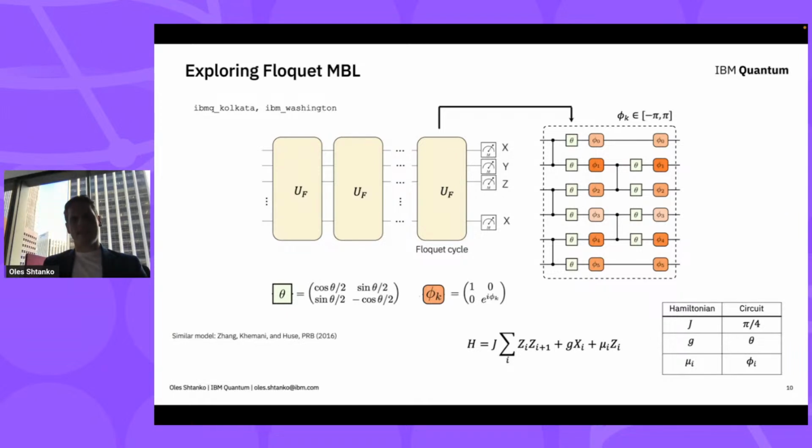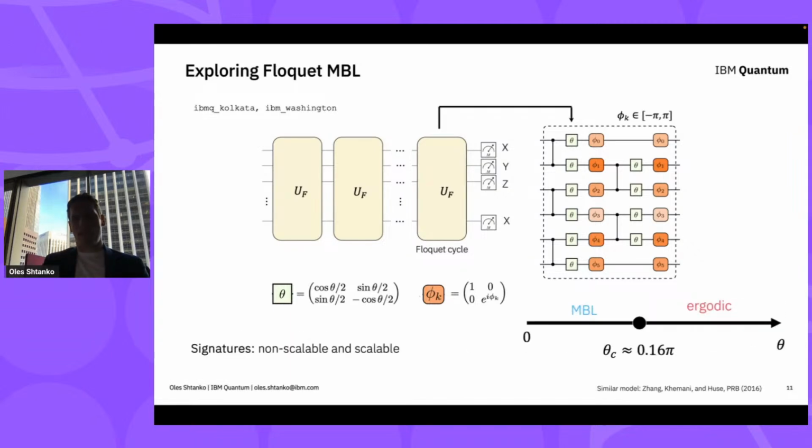So now let's try to dive in and ask what we can do with the circuit. The first claim is that, similar to this Hamiltonian, the circuit has a phase transition point. I mean, at least what we see from numerics and experiment. And it lies around 0.16 pi if you change the parameter theta.